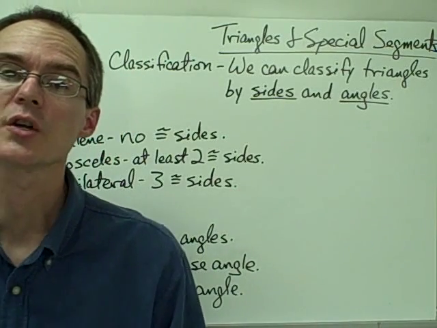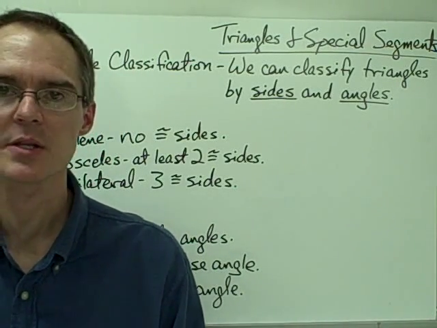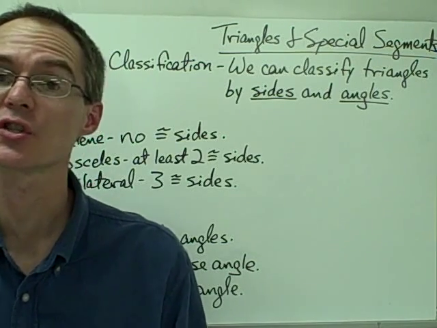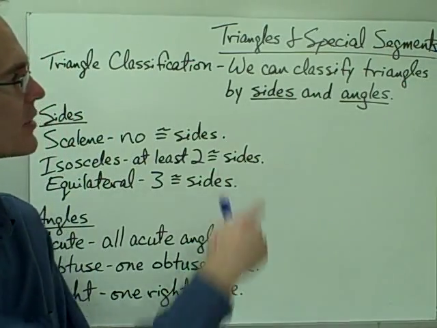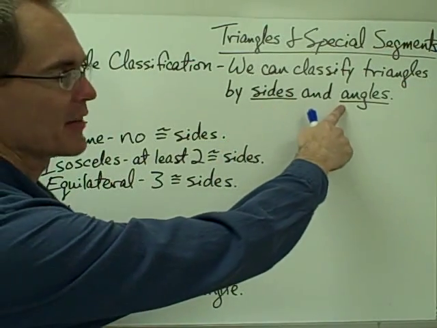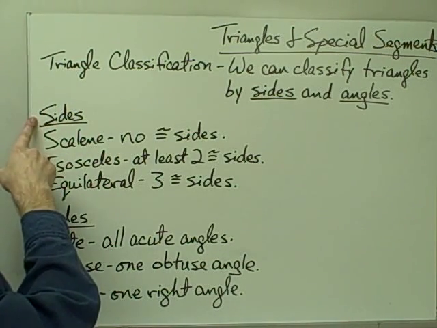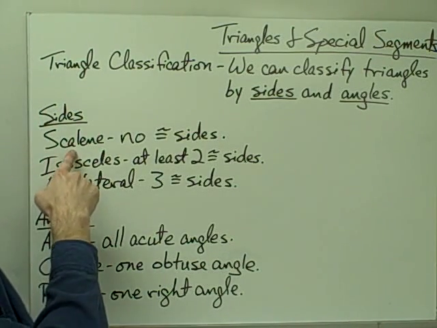Okay, this video is on triangles and special segments of triangles. And we're going to start out talking about triangle classification. And this just means classifying triangles either by their sides or by their angles. That's the two ways that we classify triangles. Now, classifying triangles by their sides, we have three ways that we can do this.